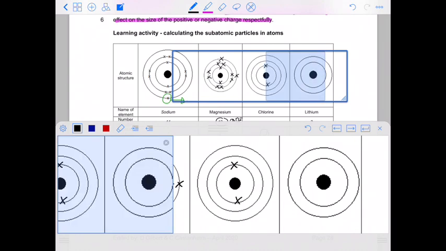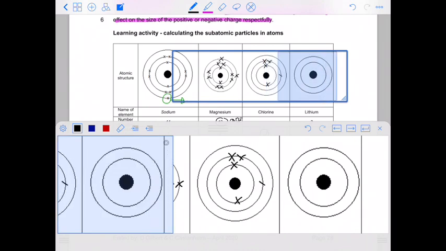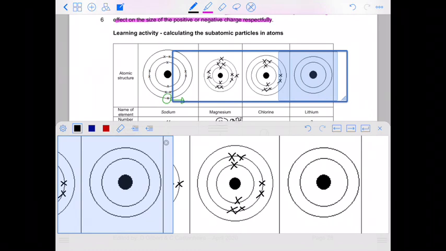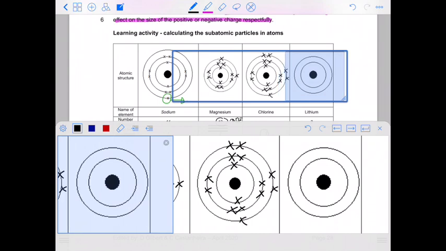So the first shell will have 2. The second shell will have 8. And because it's in group 7, it will have 7 electrons in its valence shell. So there are our electrons in chlorine.